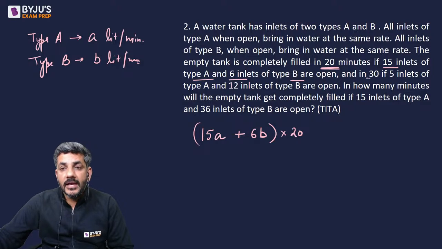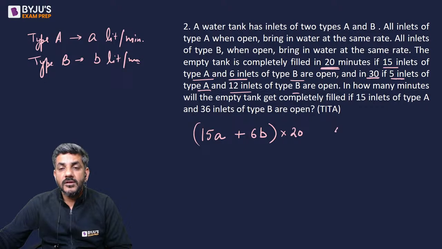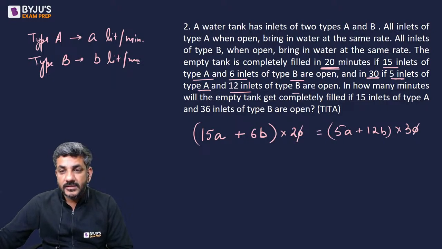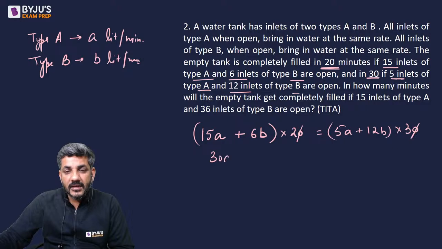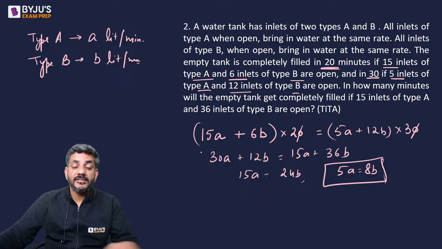Also, in 30 minutes, if 5 inlets of type A and 12 inlets of type B are open, so 5 of type A plus 12 of type B fill this in 30 minutes. This is also the capacity of the tank. So let's equate them. The zeros cancel out. I get 30A plus 12B is 15A plus 36B, and 15A is equal to 24B, that is 5A is equal to 8B.